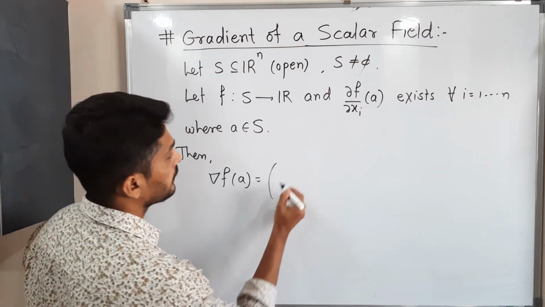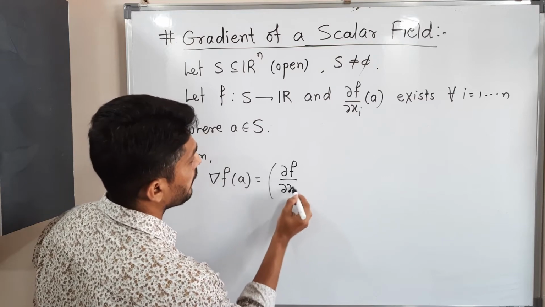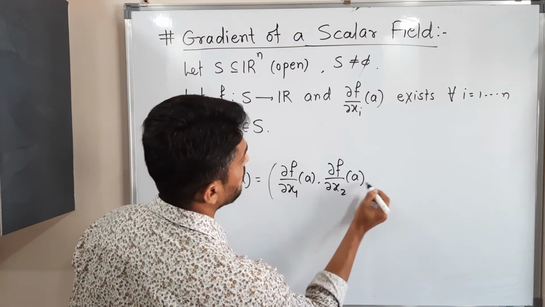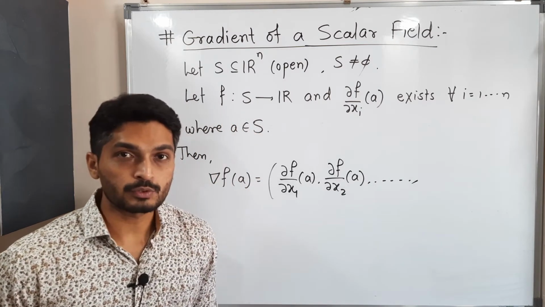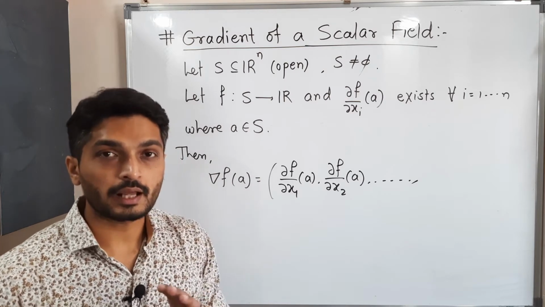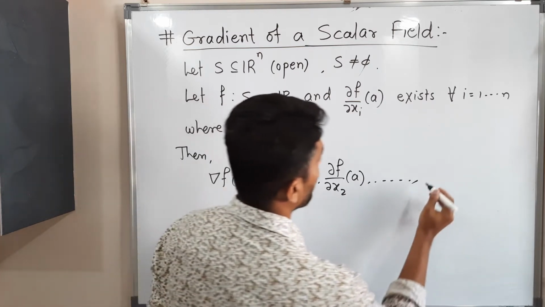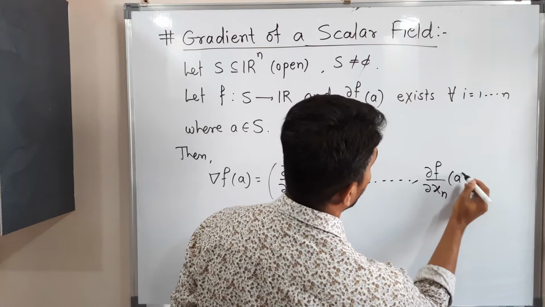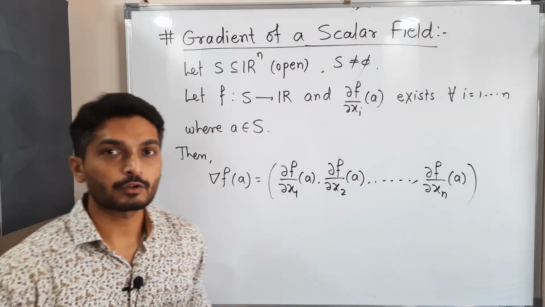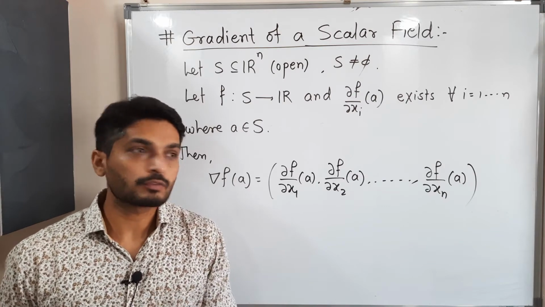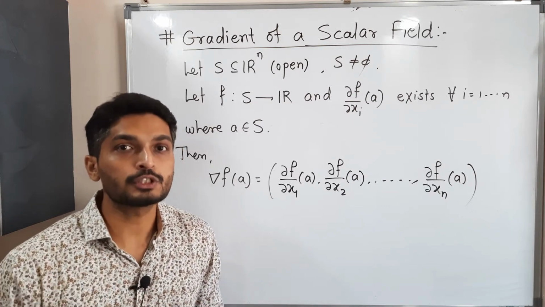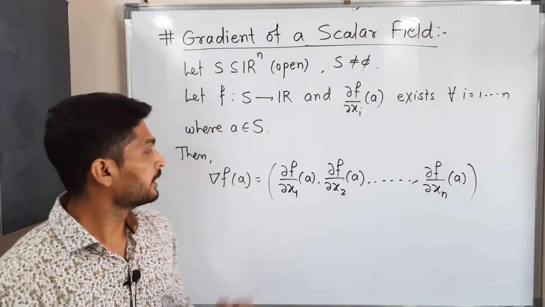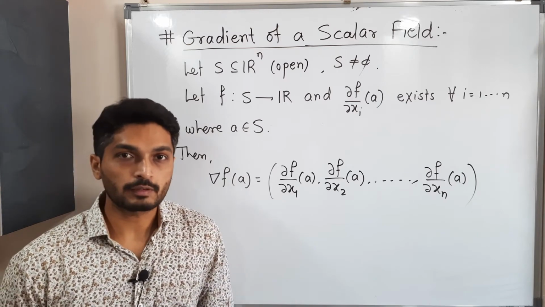It is very simple. It is nothing but ∂f/∂x1 of a, ∂f/∂x2 of a, and so on. That means simply we are finding partial derivatives with respect to all variables. Total there are n number of variables, so del f of a will have n components, up to ∂f/∂xn of a. So this is our gradient of f at a. We simply find partial derivatives with respect to each variable and express it as an element of Rn. That's it. This is del f of a, or gradient of f at a.